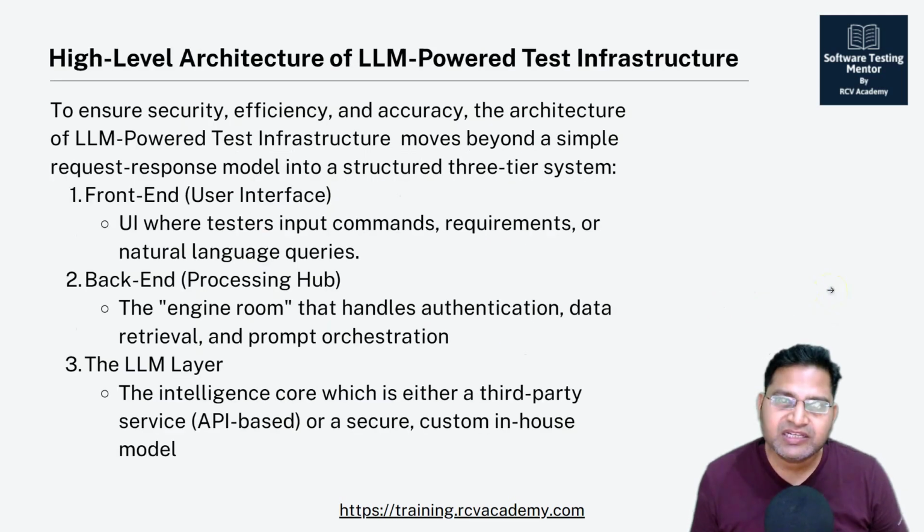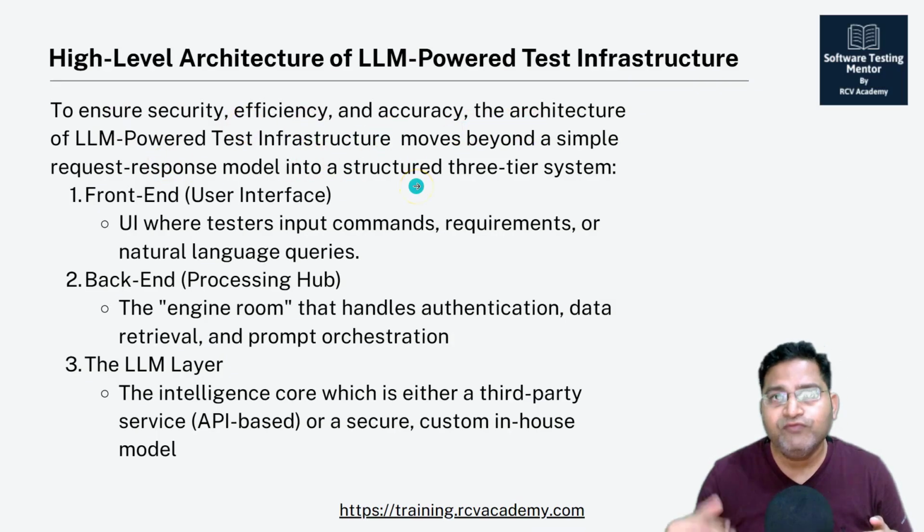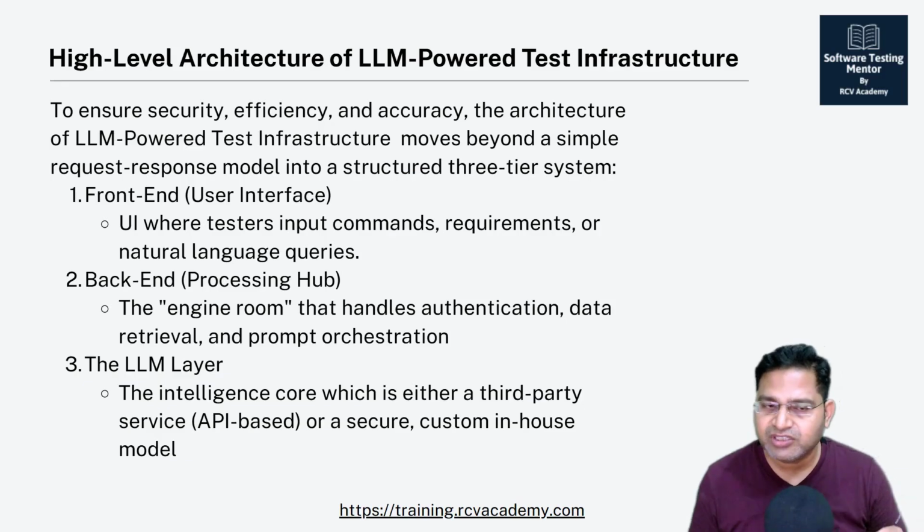Now, the high level architecture of the LLM powered test infrastructure. To ensure security, efficiency, and accuracy, the architecture of LLM powered test infrastructure moves beyond a simple request response model into a structured 3-tier system. How exactly does this infrastructure look? You have the front end, then the back end, the processing hub, and the LLM layer, which is the brain.